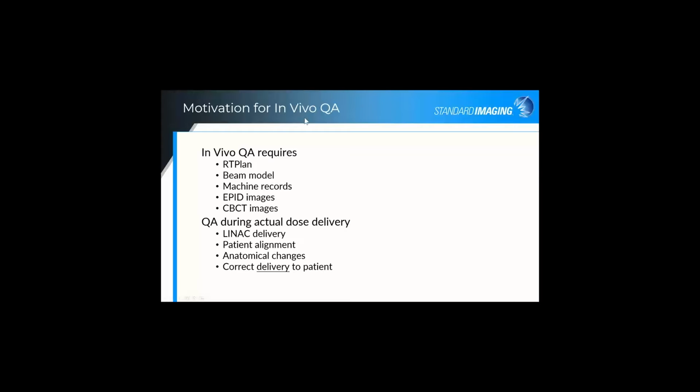So the motivation for in vivo QA, of course, is that we are interested in making sure that the correct delivery is actually provided to the correct patient. This in vivo QA requires the RT plan, a beam model, machine records, and EPID images if you're going to do the 2D analysis. If you would like to do a 3D daily analysis, then cone beam CT images are also required.